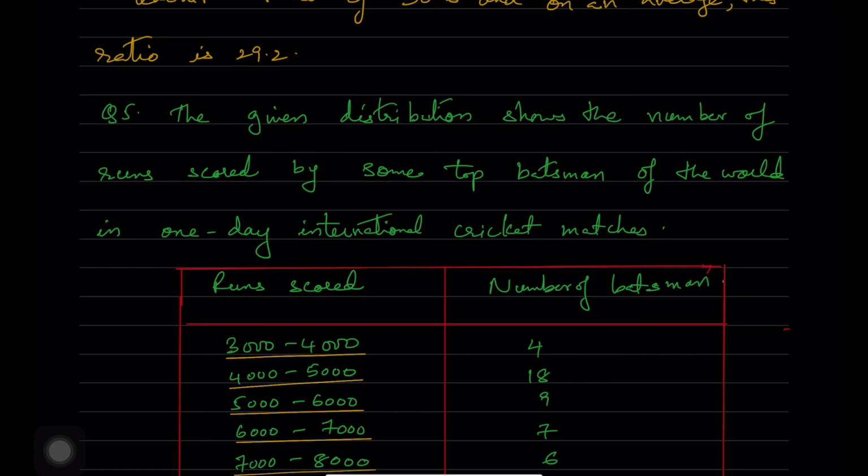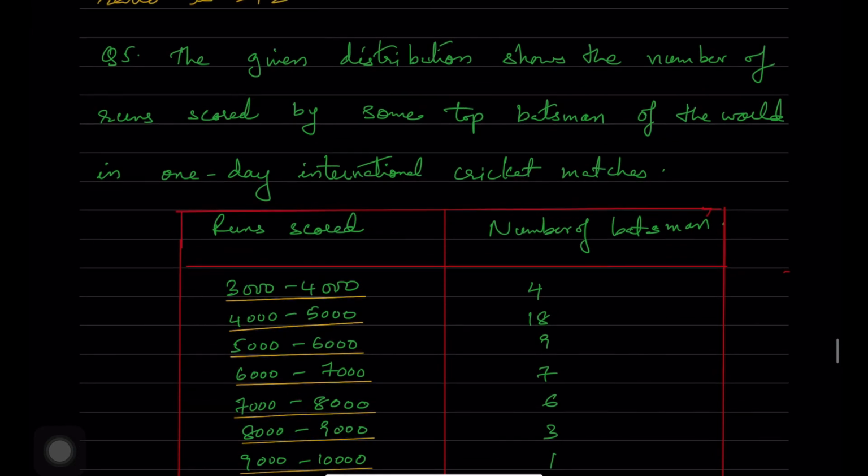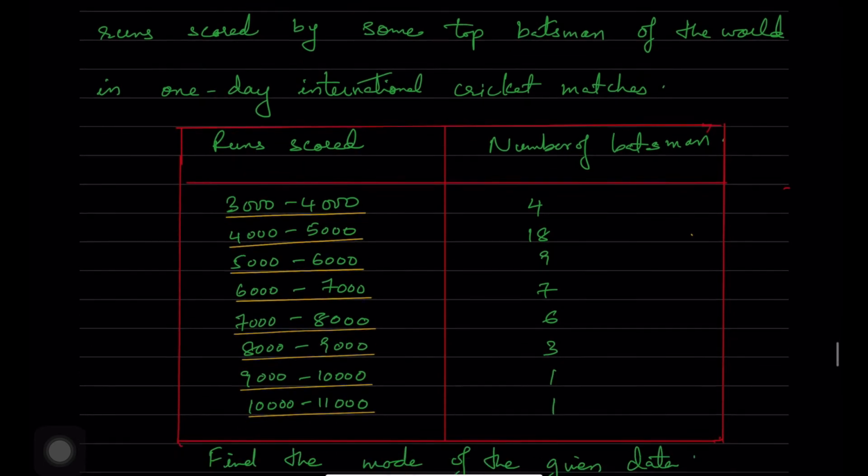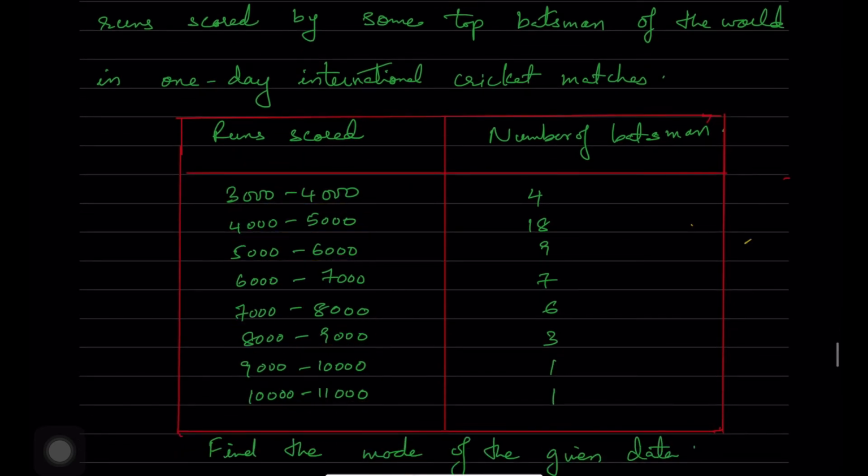Okay, next question 5. The given distribution shows the number of runs scored by some top batsmen of the world in one-day international cricket matches. So here, what are the runs scored and the number of batsmen who scored in these ranges? You have 3,000 to 4,000, it is 4 and so on, up to 10,000 to 11,000. So here again we have to find the mode of the given data.